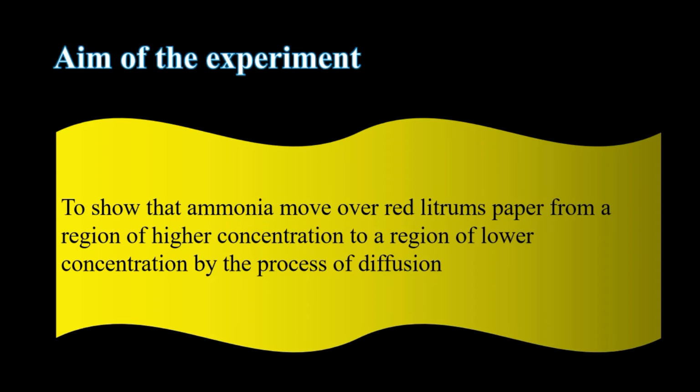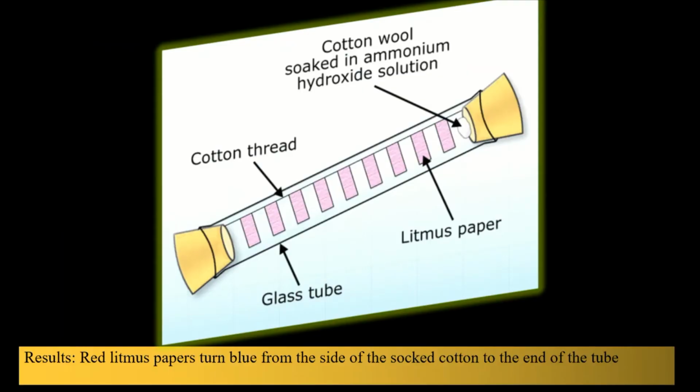In our experiment we want to show that, indeed, molecules do move from a region of higher concentration to a region of lower concentration. In this experiment we are using ammonia, which is a base. We know that a base will change our red litmus paper to blue. Now looking at our experiment, we are given a glass tube.